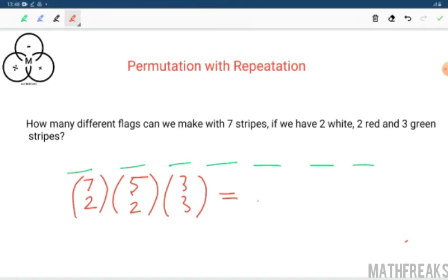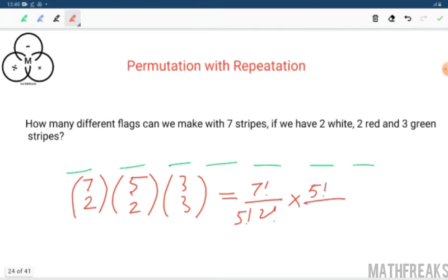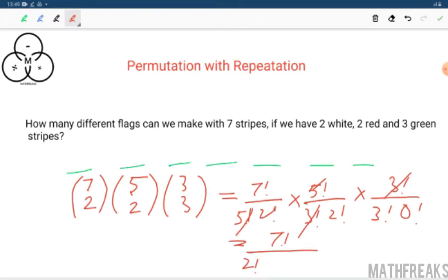Then the formula comes. 7 factorial over 5 factorial, 2 factorial, into 5 factorial over 2 factorial, 3 factorial, into 3 factorial over 3 factorial, 0 factorial. Now just see, 5 factorial cancels, 3 factorial cancels. What are we left with? 7 factorial over 2 factorial, 2 factorial, 3 factorial.